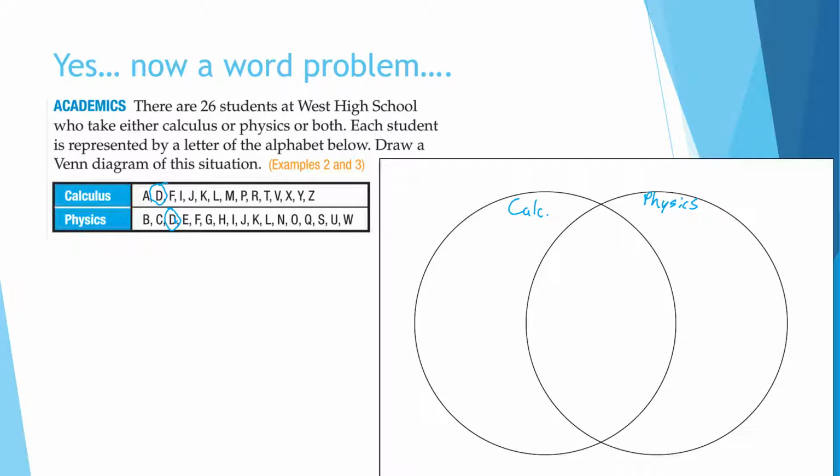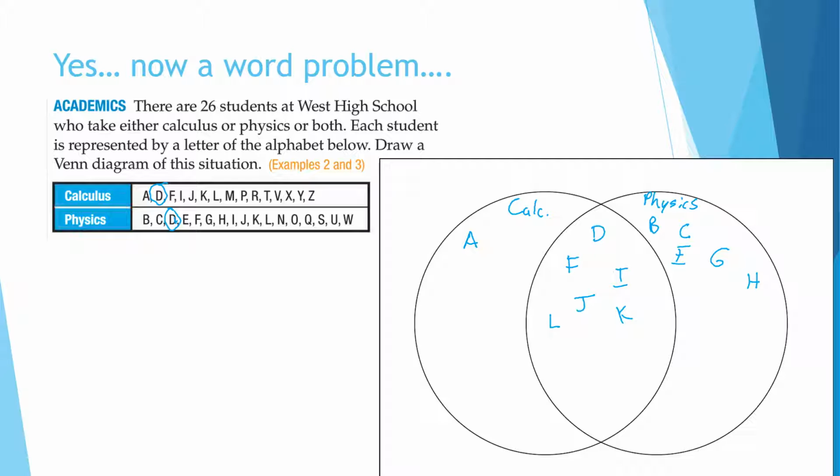A is only in calculus, so A goes here. B is only in physics. C is only in physics. D is in both. E is only in physics. F is in both. G is only in physics. H is only in physics. I is in both. J is in both. K is in both. L is in both.